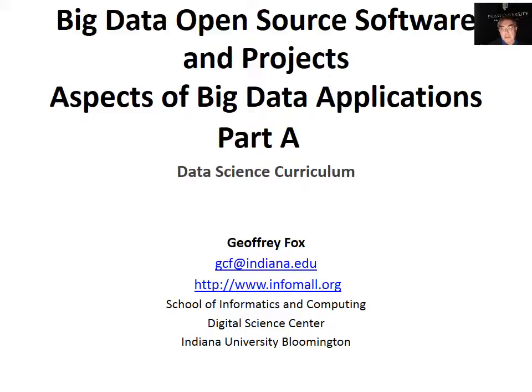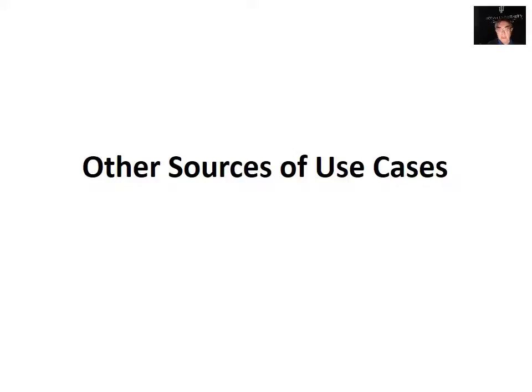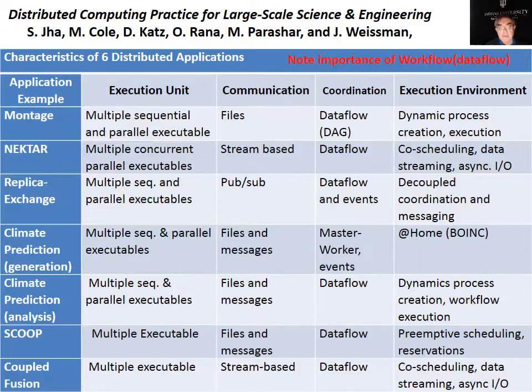I-590 Data Science class discussing open source software and projects. Here we get into some aspects of the big data applications that we've already sort of developed the basic classification for. And the first few slides just give some other places where we have sources of use cases. Remember, we went in most detail through the NIST survey.